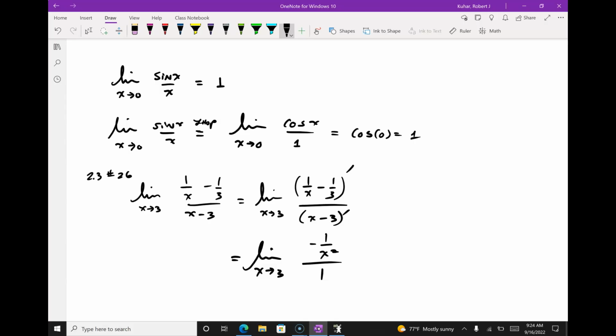Just a quick side note, if y equals 1 over x, that's x to the minus 1. And by the power rule, that's negative 1 times x to the minus 1 minus 1, right? Subtract 1 from the exponent. So that's minus 1 x to the minus 2. So that's negative 1 over x squared.